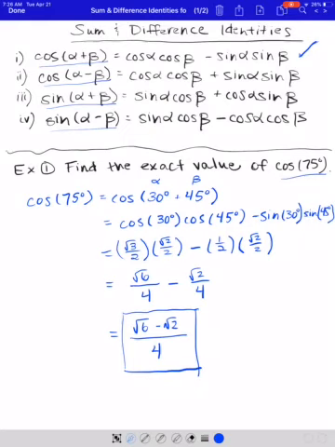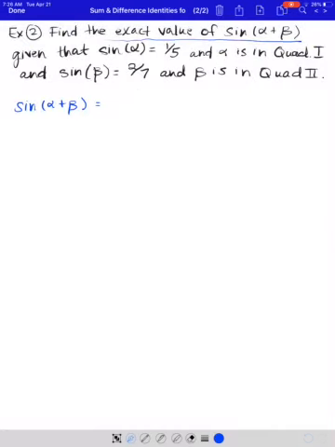Sine of alpha plus beta, that's this third one here. So we'll get sine alpha cosine beta plus cosine alpha sine beta. All right, and now our goal is to find this expression. So we're going to use the right-hand side. We have to find each of these 4 things in order to simplify and get our exact value.